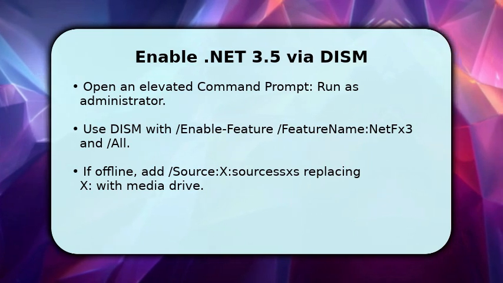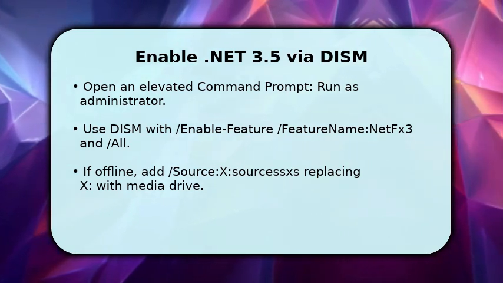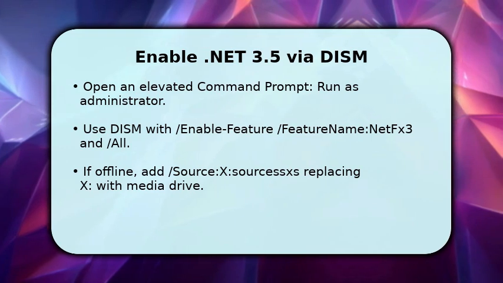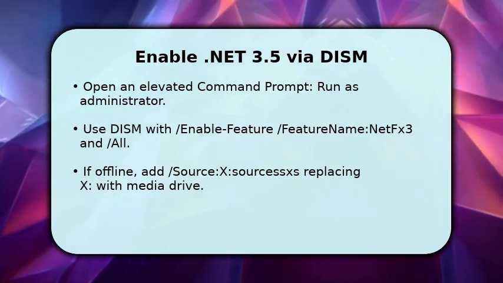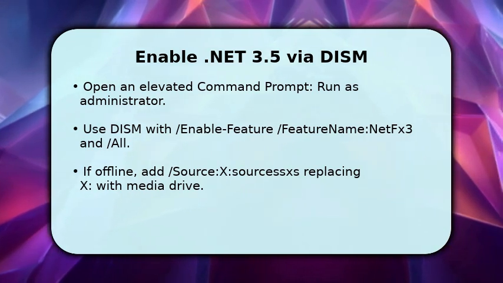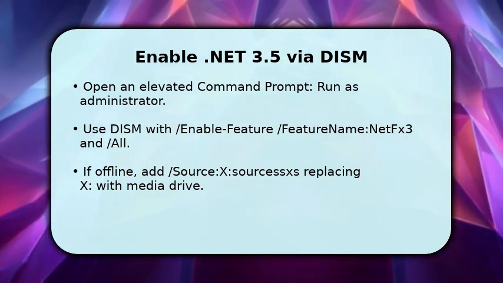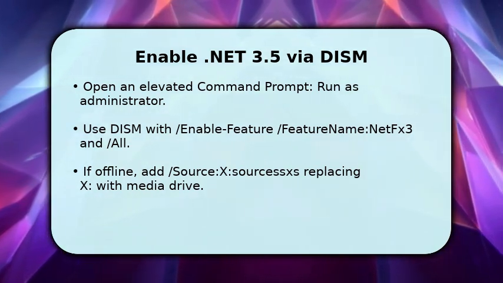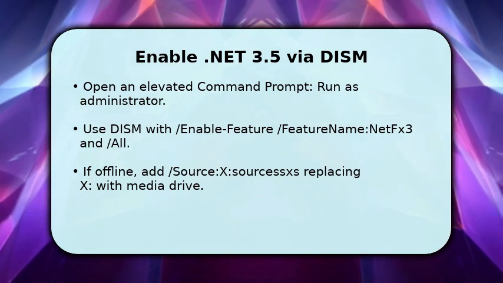If online install fails, include /source:X:\sources\sxs pointing to your mounted ISO or USB drive, and add /limitaccess to avoid Windows Update. Wait for completion. DISM reports success or error codes you can act on.